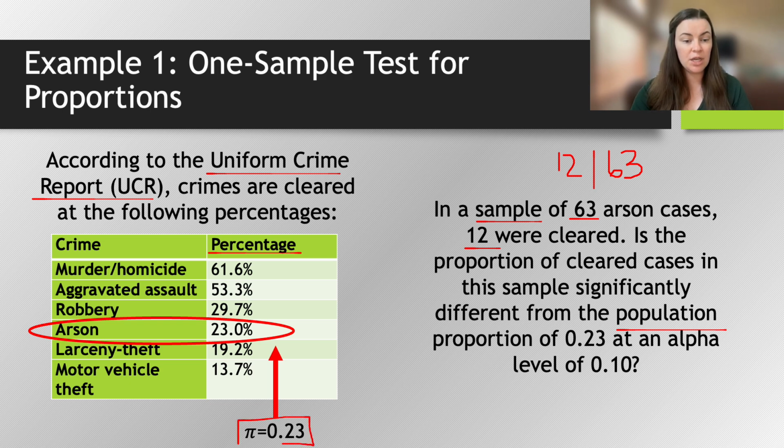Our pi value here is designating our proportion of 0.23, or the national proportion of cleared cases is 0.23, or 23%. One other thing we're going to want to keep in mind as we move through our 5-step model is this alpha level of 0.1. That'll become important as we go throughout the steps of this 5-step model. But as I had mentioned on a previous slide, I will always tell you what alpha level to use.